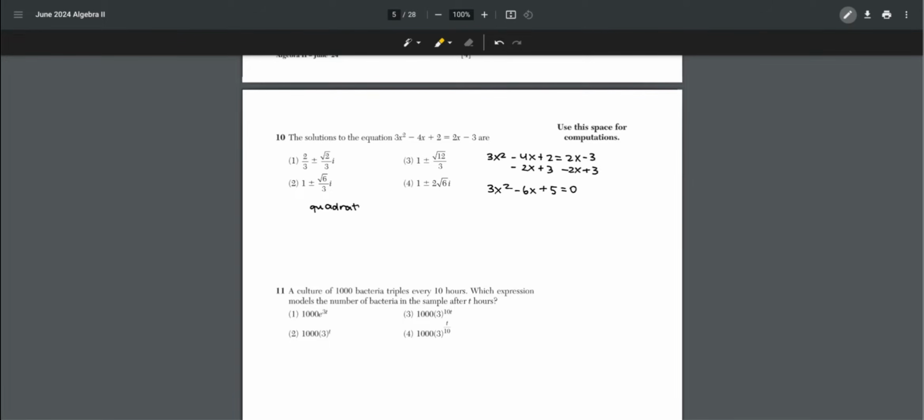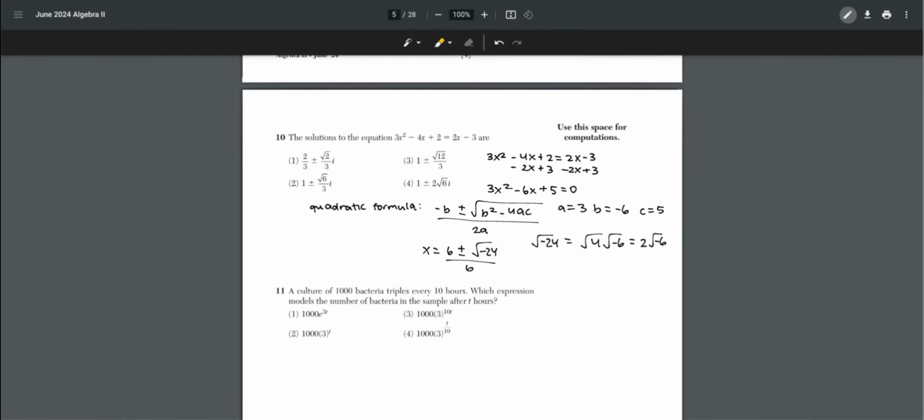The quadratic formula is negative b plus or minus the square root of b squared minus 4ac all over 2a. The values of a, b, and c are 3, negative 6, and 5 respectively. After filling this into the equation, we get x is equal to 1 plus or minus 1 times the square root of negative 6 over 3, which is 1 plus or minus 6i over 3, which is choice 2.